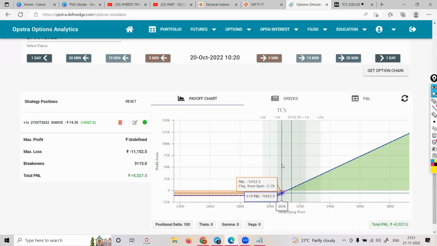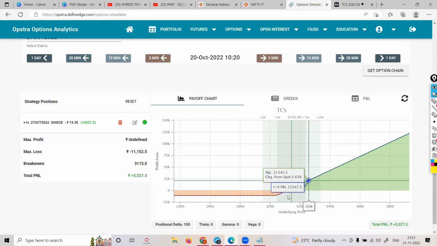Okay, let me ask this question. Your profit is 5,500. Next day morning the market opens exactly at 3,143, flat. Will you be in profit or loss? How much of a loss? 5,527. Let's say the market opens exactly at the same point tomorrow. Flat market open. How much of a loss will you have?